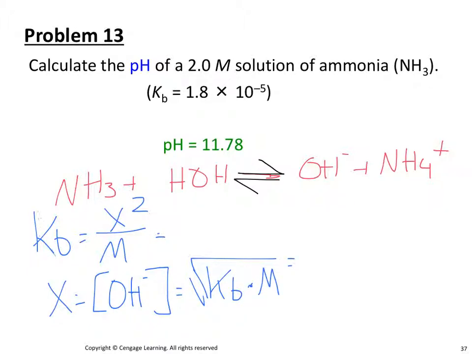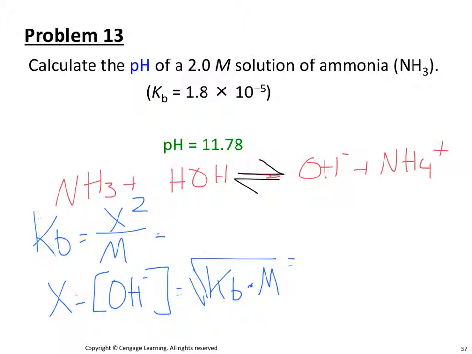All right, guys, here's the deal with this one. It says calculate the pH of a 2 molar solution of ammonia. All I did was write the reaction for it: ammonia plus water yields the hydroxide ion plus the ammonium ion. And they give you Kb, but this is one of those oxymoron questions because they ask you about the pH of a base. So when you solve the Kb expression of x squared over M, you're going to get the hydroxide ion concentration.